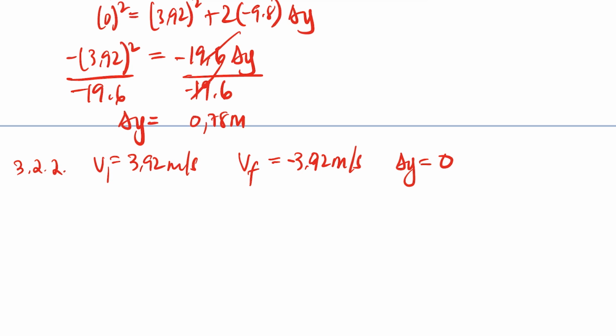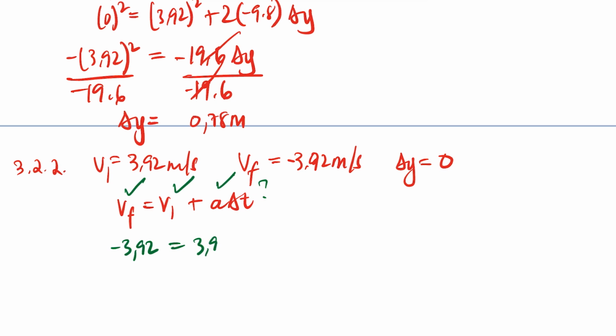So, let's try this one. Vf is equal to V initial plus at. Why are we using that one? We have initial, we have final, we have acceleration and time. That's the easiest. Let's substitute. The final there is negative 3.92. The initial is positive 3.92. And the acceleration there is negative 9.8.